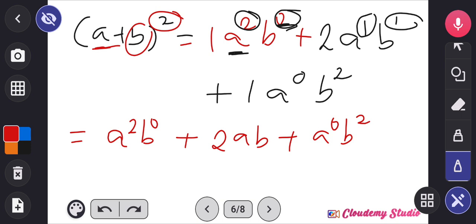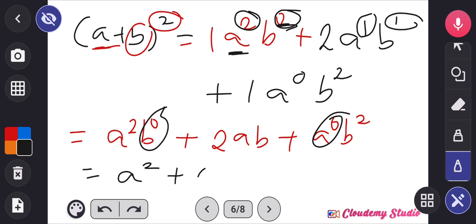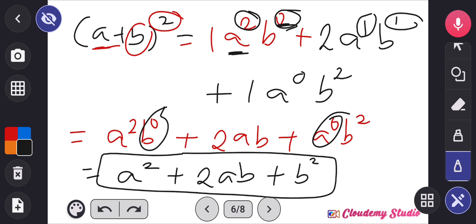But we know that anything raised to the power 0 equals 1, which means this one is not necessary there. This one too is not necessary here. Therefore, my answer equals a squared plus 2ab plus b squared. And this is how to use Pascal's triangle for expansion. You understand?